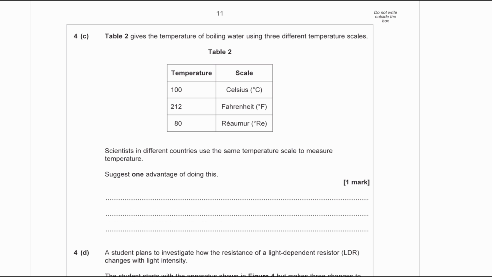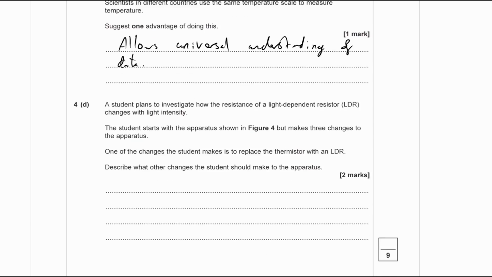Now this means that all readings can be completely understood, because if everyone used different temperature scales, then of course, you might be reading a bit of data and it will be confusing because the temperature looks really strange. That's just because it's in a different scale. So allows universal, that just means of everyone, universal understanding of data. All right, let's move on to 4D.